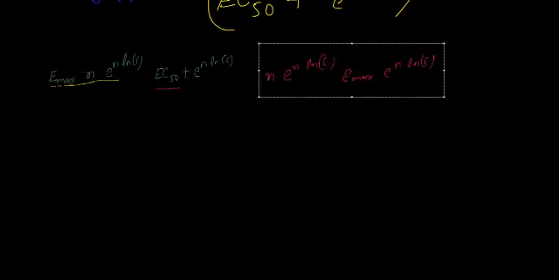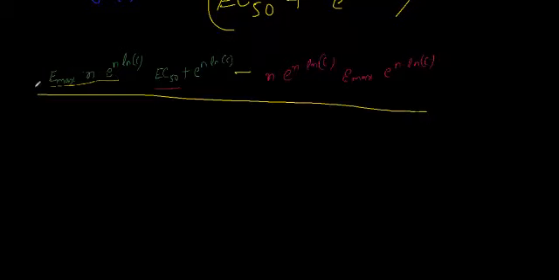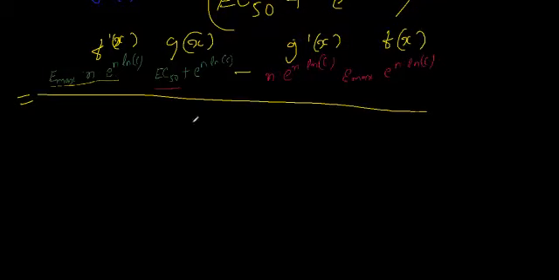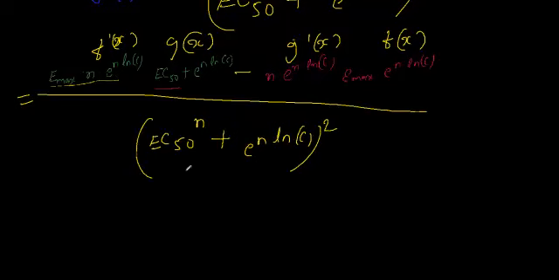Right, now we have everything. Divided by, this is what? This is f prime x, and this is g of x, and this is g prime x, and this is f of x. Divided by, what do we have? G square x. Let's write g square x. You see EC50 to the power n plus e to the power of n ln of c, whole square, right?